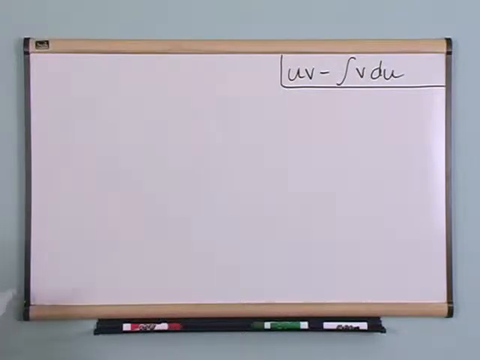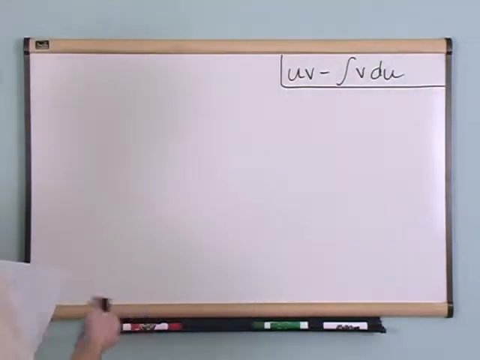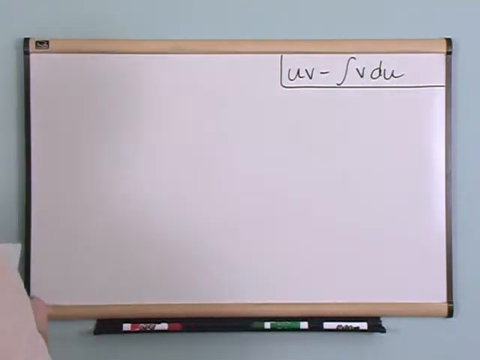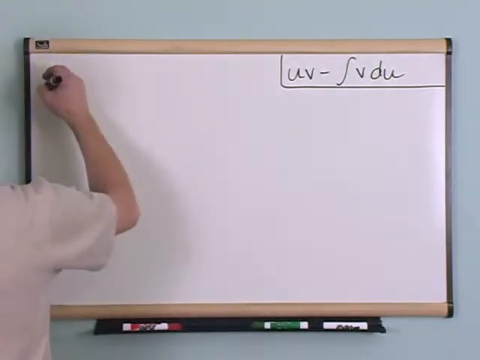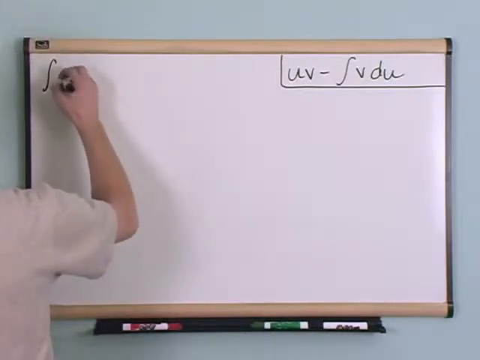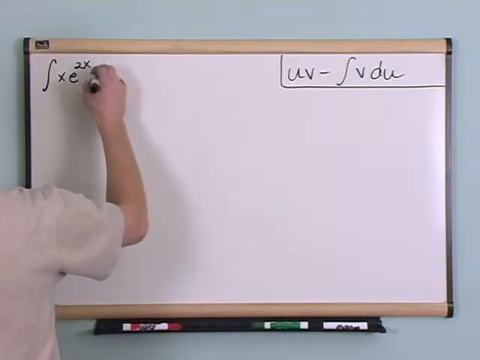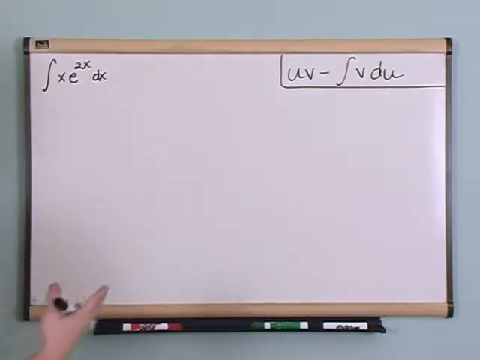So we're going to work an example to illustrate how to do it, because integration by parts can be really tricky to learn unless you talk about an example. Let's say you had the integral of x times e to the 2x dx. When you see a problem like this, your first thought is going to be, let me try substitution and see if I can figure it out.